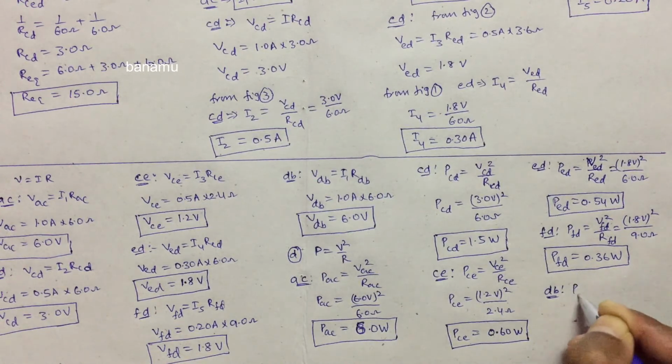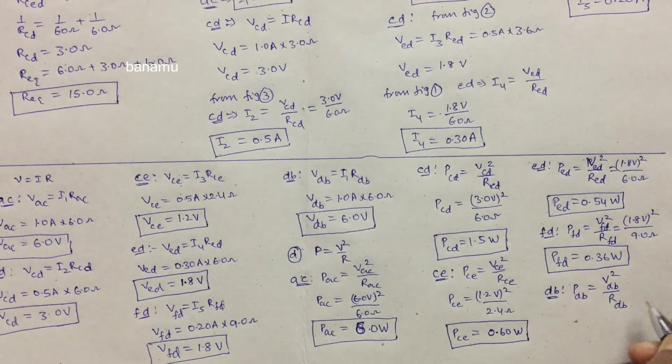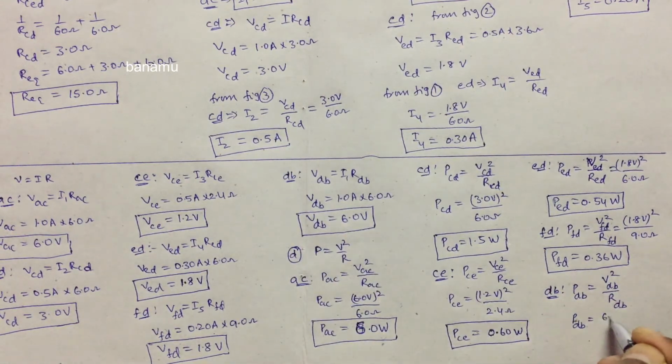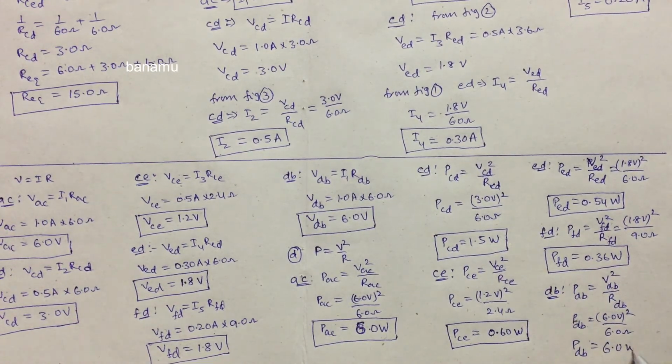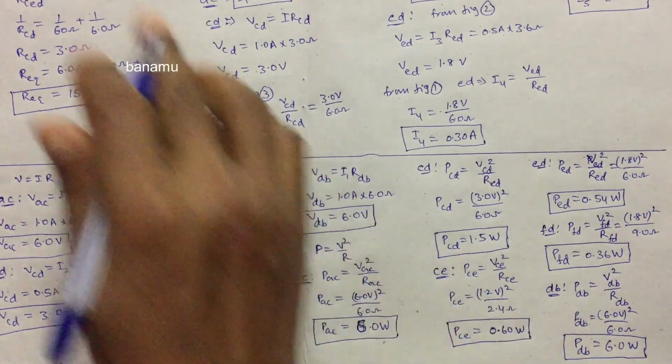And the power dissipated between the points dB is PdB, which is equal to VdB whole square by RdB. So PdB is equal to the value of VdB, 6 volts, whole square by RdB, 6 ohms. So PdB is equal to 6 watts. This is the power dissipated in the 6 ohm resistance between the points dB.